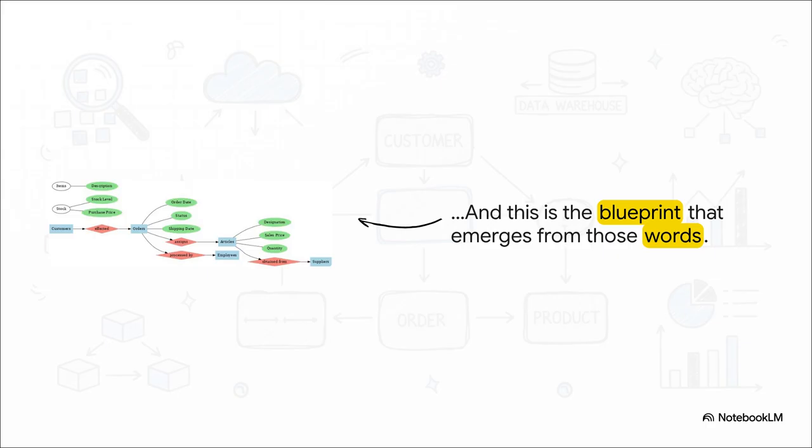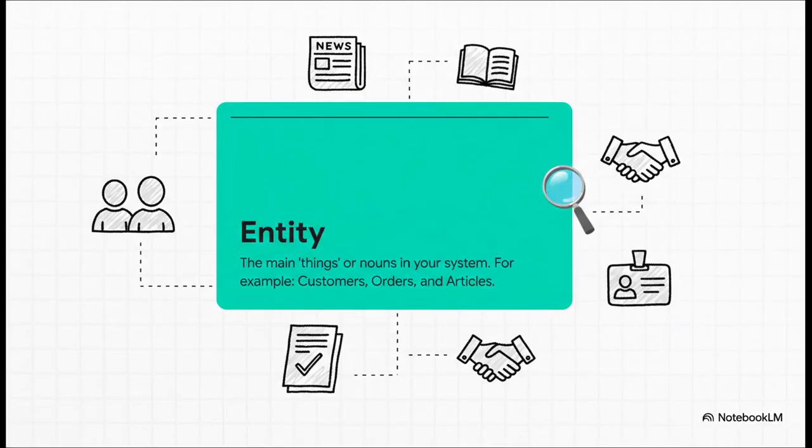Now, I know it looks complex at first glance, but I promise, it's actually built from just 3 simple ideas. First up, you have entities. Just think of these as the main things, the nouns in our system. You can see them in the diagram. Customers, orders, articles, employees. They're the core subjects we need to track information about.